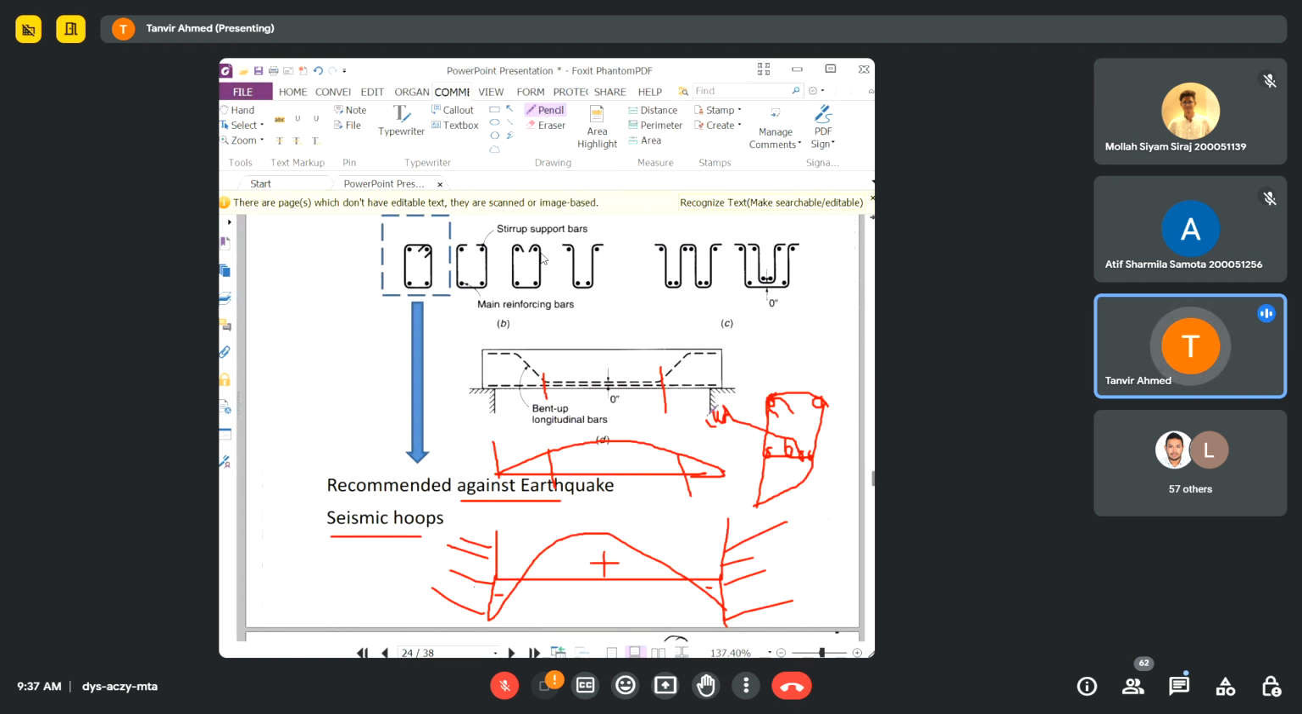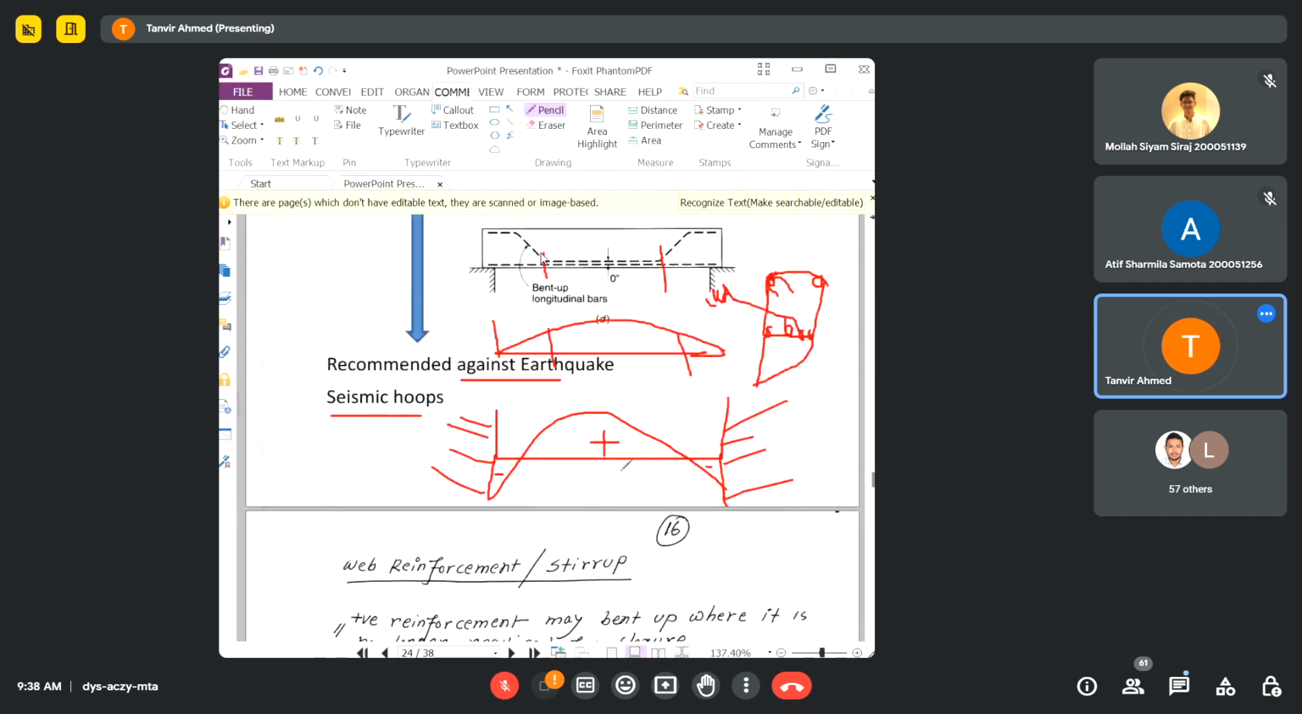The reason that I wanted to show you this figure is that you can do the cranking of these two middle bars instead of the corner bars, so that the tying of the stirrup can be done against the corner bars. These corner bars you can continue longitudinally, and you can do the cranking for the middle bars. Okay?